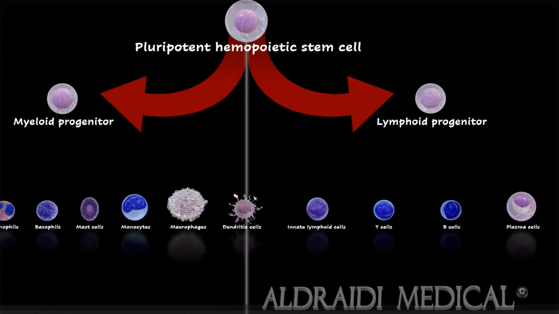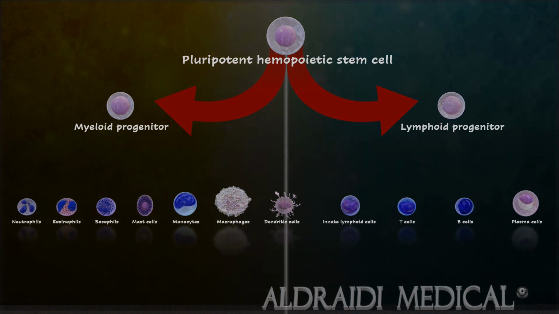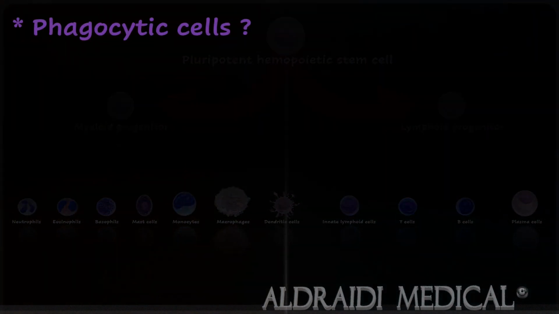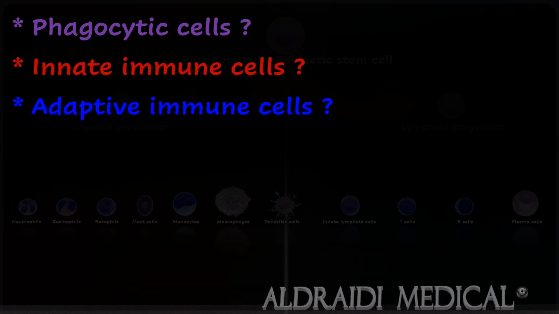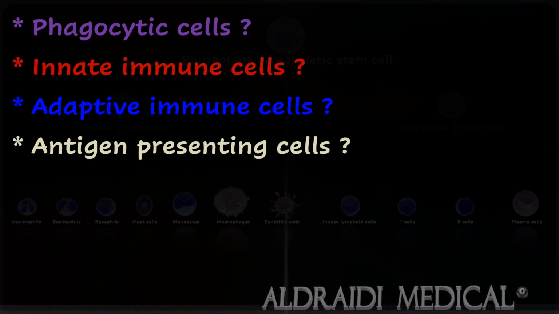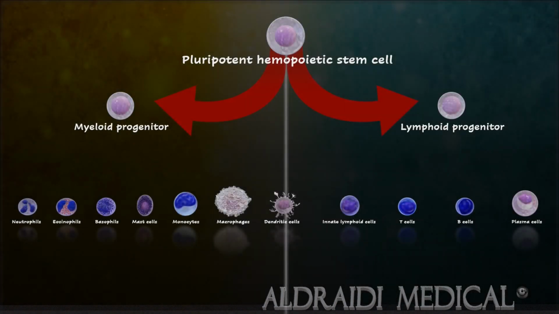Now, as an introduction, you should know the answer to the following questions. Which of these cells are phagocytic? Which cells are part of the innate and which are part of the adaptive immune system? And what cells connect these two systems together? Finally, you should know which of these cells are antigen-presenting cells. And the answer to these questions is pretty straightforward.